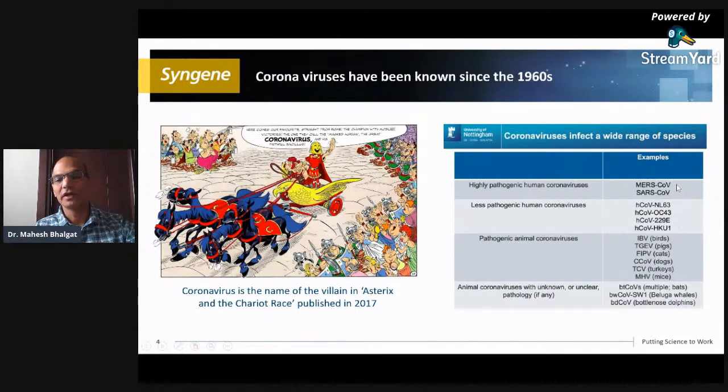And then the more highly pathogenic ones are what you may have heard of in the last 10 to 15 years, the MERS and the SARS-CoV-1. So there is a whole history around the coronaviruses that have been present in different species, including humans. And this is important, I'll come back to this later on, to understand why we need specific tests that are able to differentiate between older infections of coronaviruses versus the most recent one.